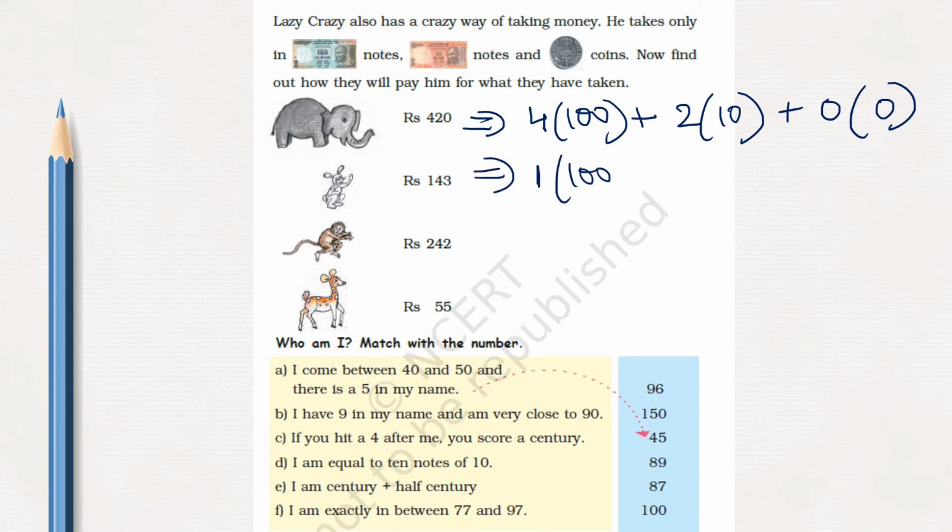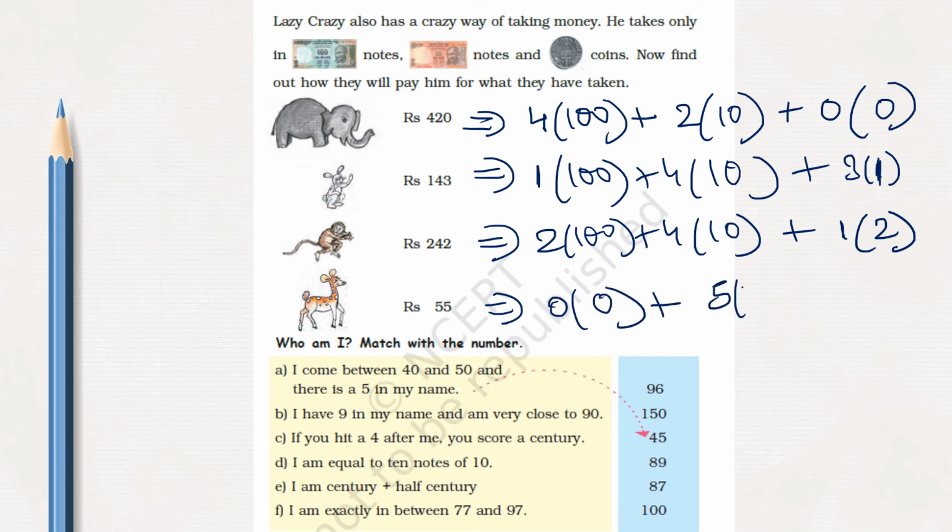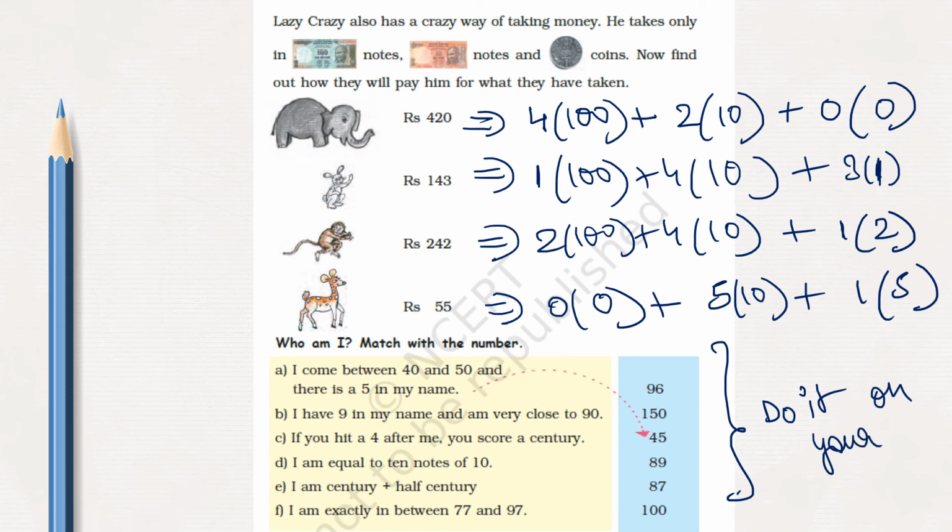Here 1 of 100, 4 of tens, and 3 of 1 or 2, 2 of 1 or 1 of 2, anything. Okay? 2 of 100, 4 of 10, and 1 of 2 denomination. 0 of 100, 5 of 10, and 1 of 5 denomination. Alright? Here is little exercise for you to try. Do it on your own, and if any doubt, same, just comment on the chat box.